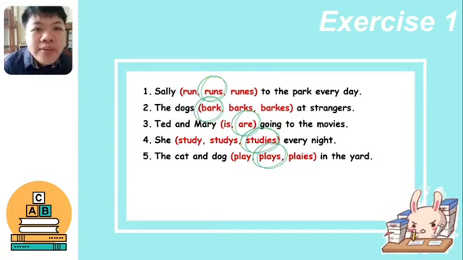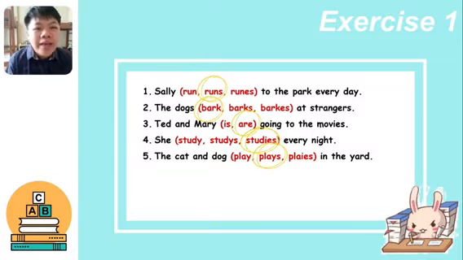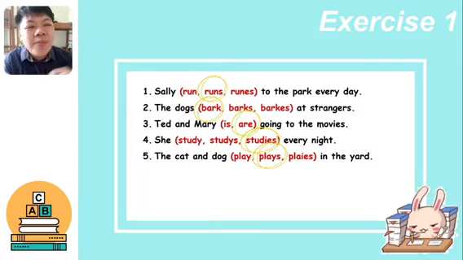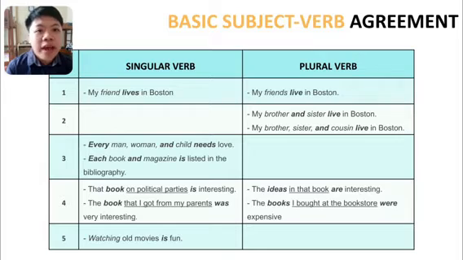Because cat and dog are plural. That's correct. Good job. Okay, now we enter the basic subject-verb agreement. Okay, so Sir hopes that from this lesson you can write notes in your paper. Okay, let's start at number 1.